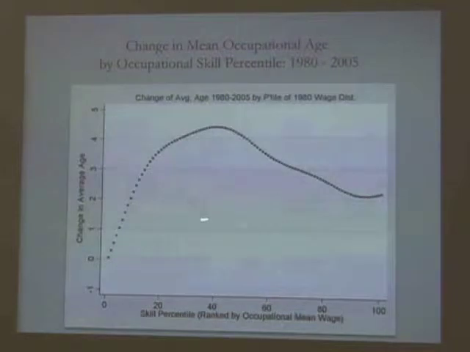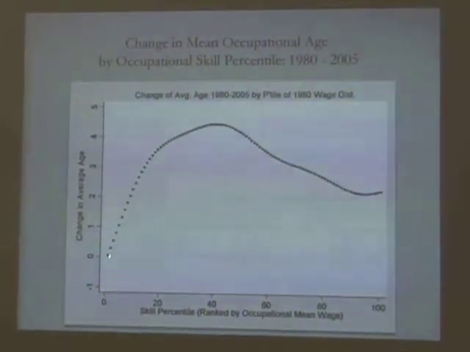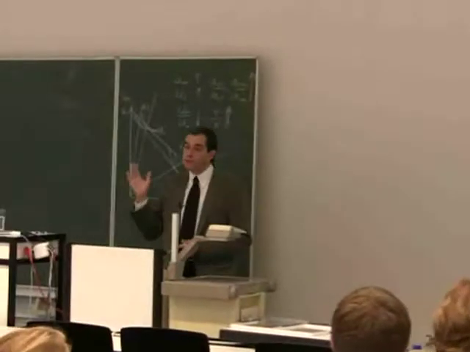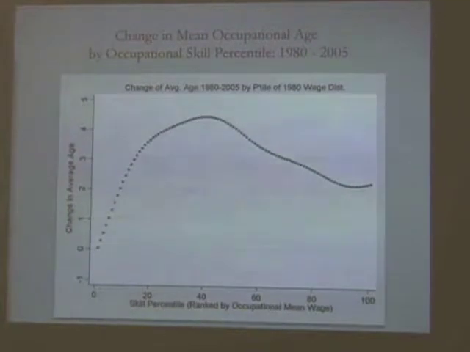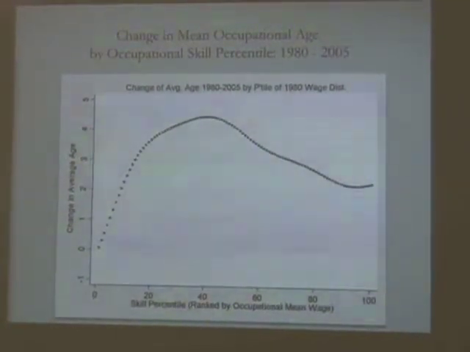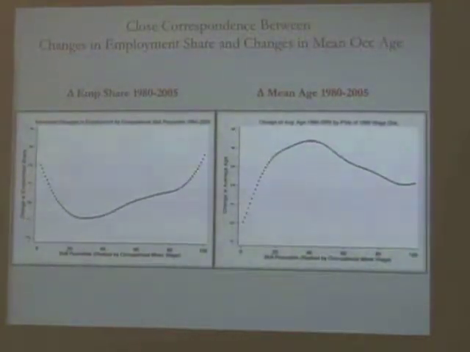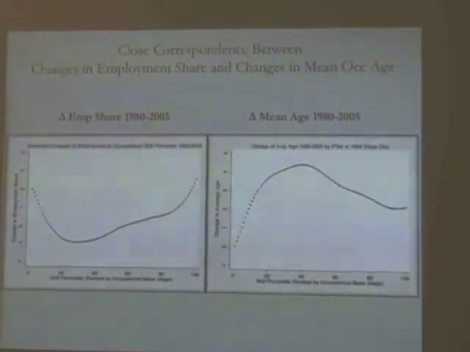Okay, but that aging is much, much more pronounced in the middle of the distribution than it is at either of the tails. In particular, the lowest skilled jobs don't appear to be getting older at all, maybe because they only employ teenagers, maybe because there's a lot of immigrants in those jobs. And even relatively high skilled jobs are not getting old as fast as the rest of the economy, suggesting there are young, highly educated people entering them. Here's the change in employment share, here's the change in mean age. You can see these are mirror images of one another.